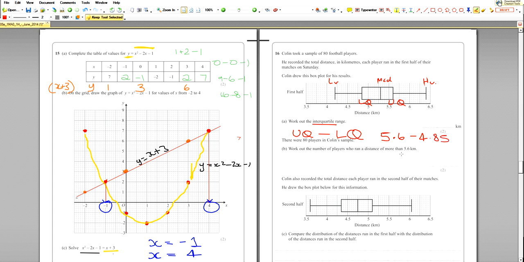So that will give us a total of, what's the answer? 0.75. 0.75 is absolutely correct. Well done, thank you for that.